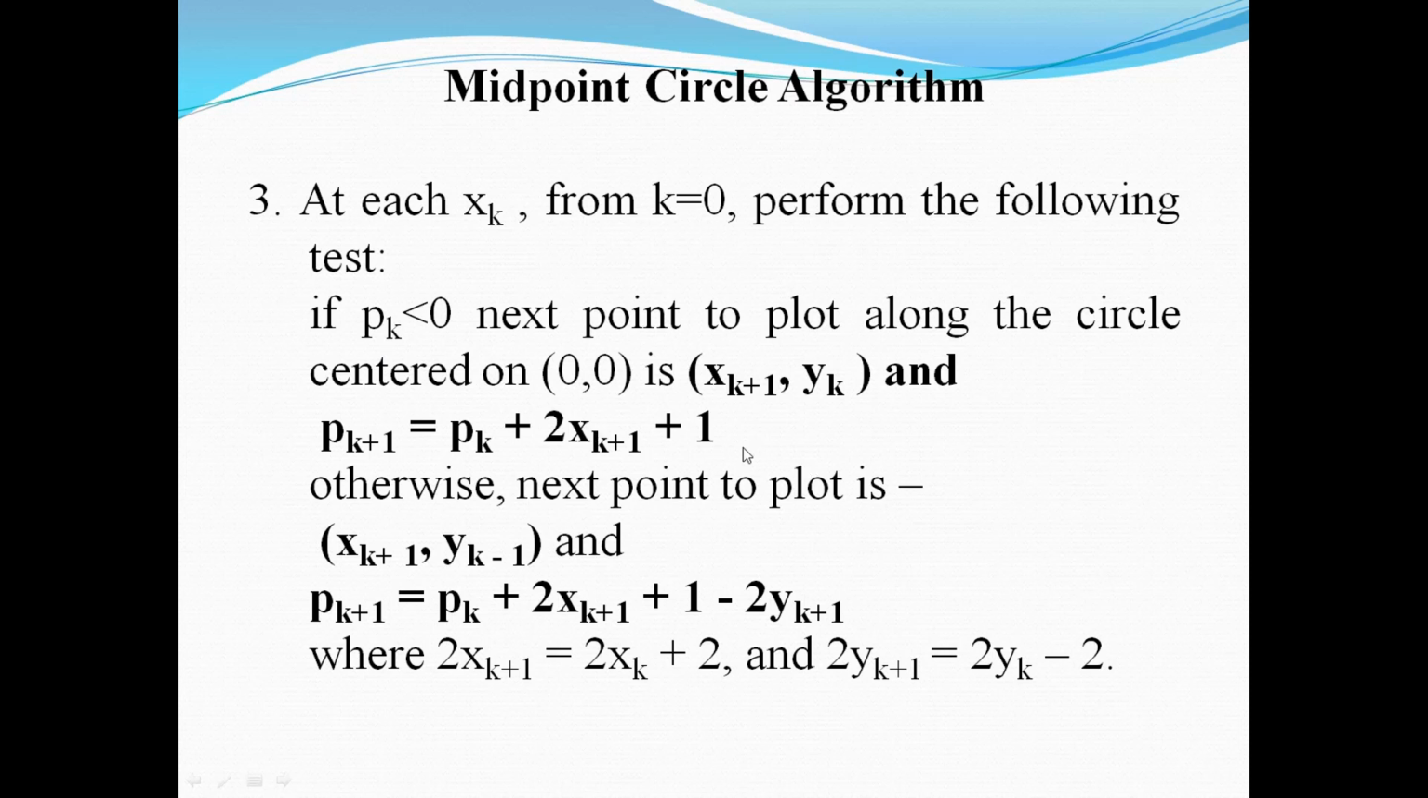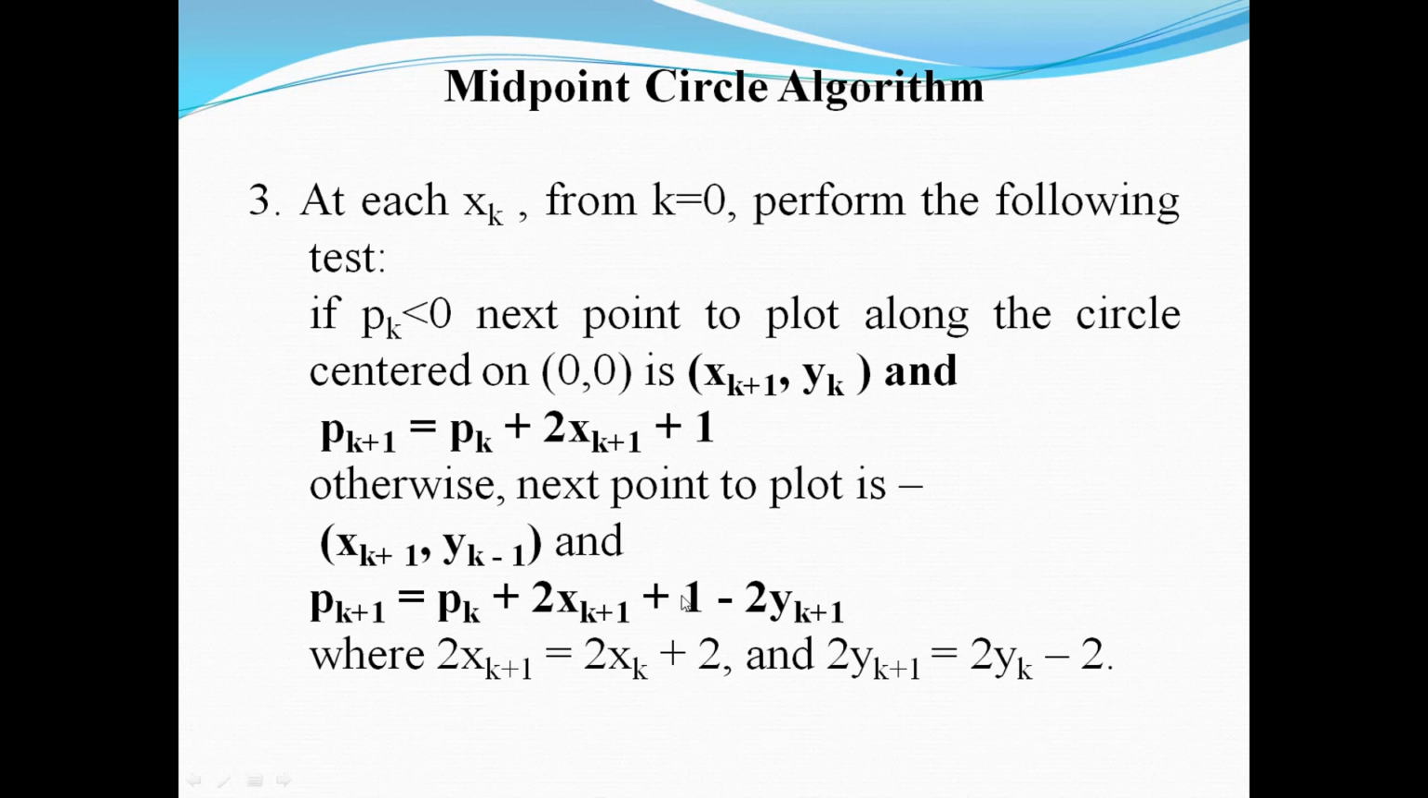Otherwise, that is, if the value is not less than 0, it is greater than 0, then the next point to be plotted would be xk plus 1, yk minus 1. That is, we will increase the x value, however, the y value will be decremented by 1. And the next decision parameter would be calculated using the formula pk plus 1 equals pk plus 2xk plus 1 minus 2yk plus 1, plus 1.